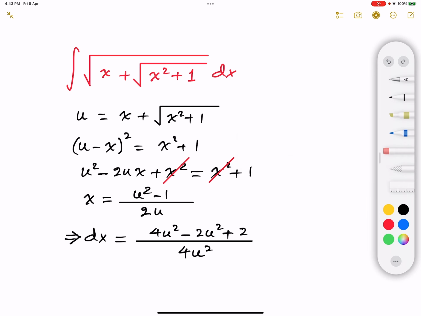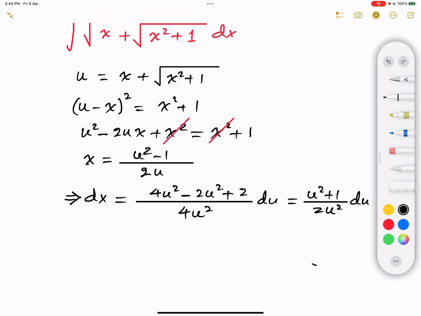And don't forget, guys, the du here. So don't forget the du, and of course we have du here as well. 4u squared minus 2u squared gives us 2u squared plus 2, so we can take 2 as a common factor. That would cancel with a 2 in the denominator, so that would leave us with 2u squared in the denominator and u squared plus 1 in the numerator. Okay, so we're done with this.